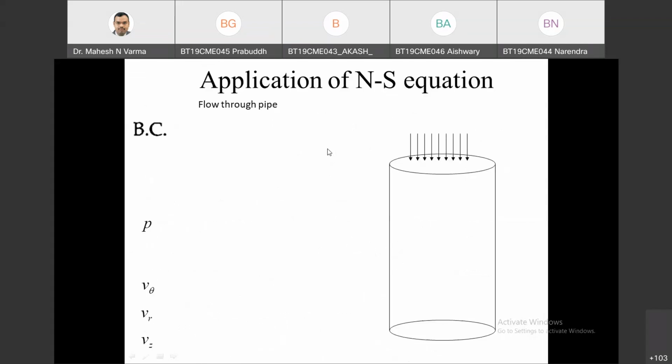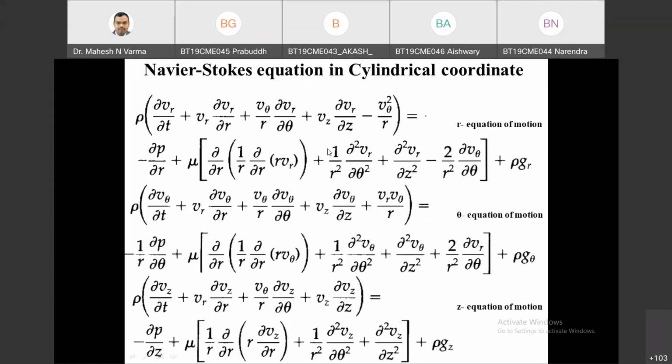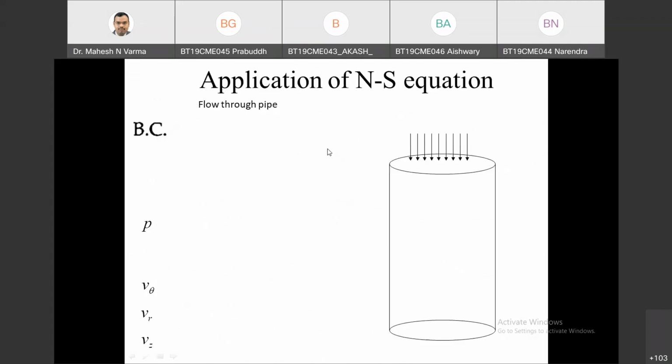Now once you have got this equation, you need to take out all the information. What information is available? So pressure is a function of z, and v theta is a function of r. Something what is given on the slide.